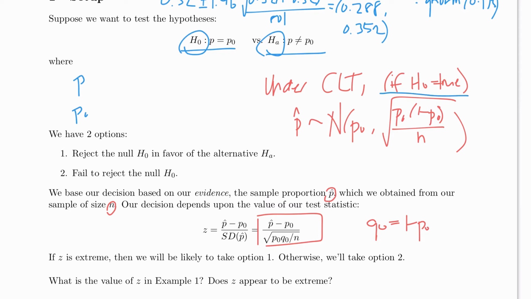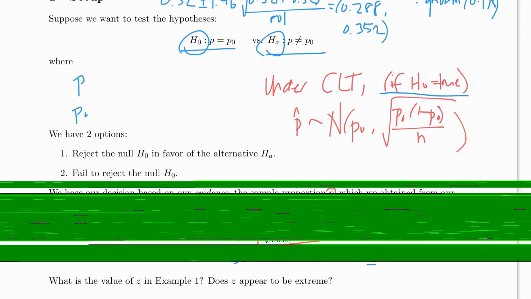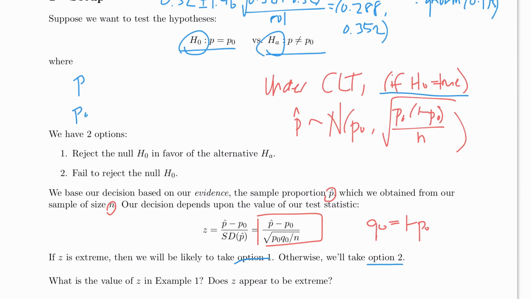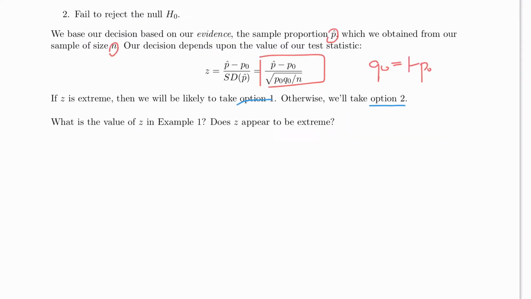So a very extreme z suggests that our data are fairly inconsistent with the null hypothesis, and then we are more likely to take option 1 in that case. Otherwise, if z is small in magnitude, we find that the data might be described by the null hypothesis, so we'll probably stick with option 2. So I hope this builds the intuition behind how hypothesis testing works.